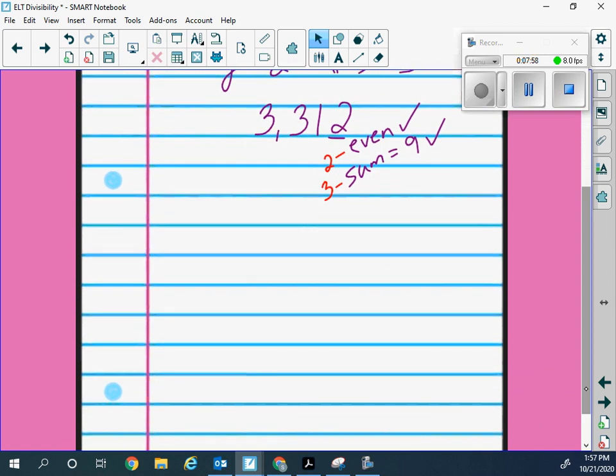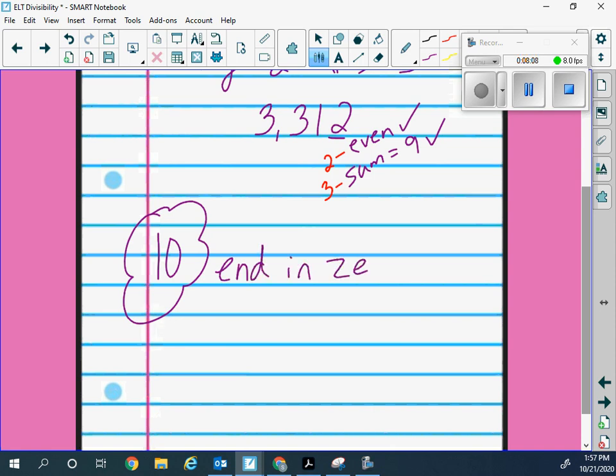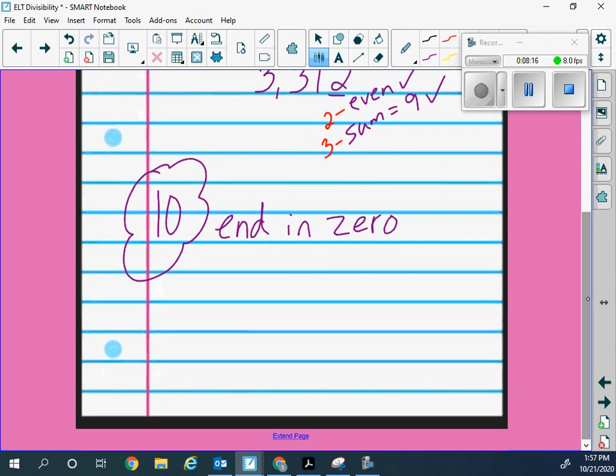2 more rules. 10. Everybody in here I think knows 10. What's the rule for 10? It has to end in a 0. Doesn't matter what the number is, if it ends in a 0, then it's divisible by 10. Okay? And then there's one last rule, which is 9.